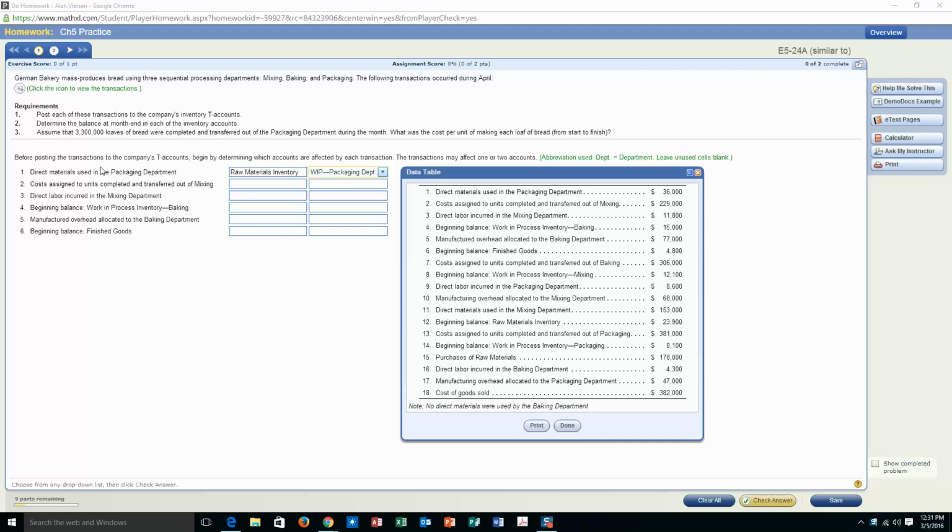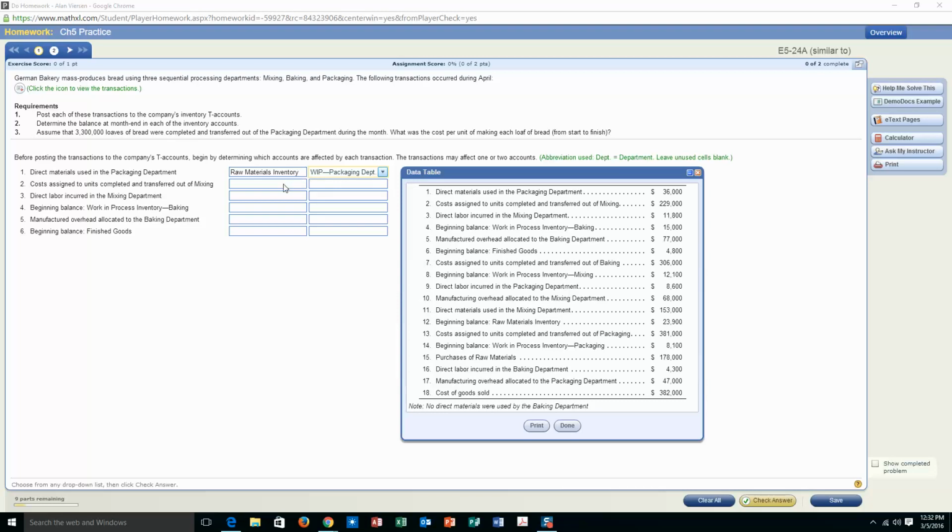So first of all, you have to figure out which accounts are involved. Well, I'm looking at there's 18 different transactions that happen. And when it says that direct materials are used, that means the raw material inventory is affected, and then whatever department they're using the raw materials. So that would be the packaging department.